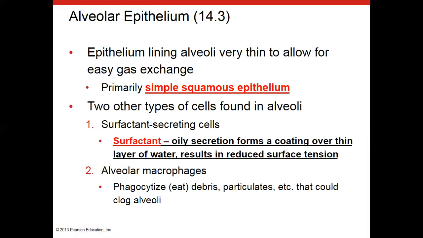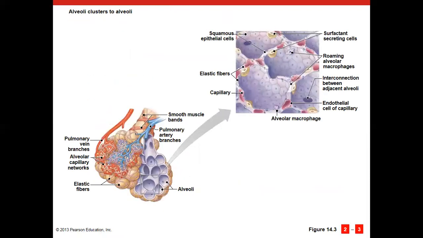And then there's another set of cells called alveolar macrophages that can phagocytose debris and particles that could otherwise clog the alveoli and cause infection or prevent gas exchange. So this here is a larger section. This is simple squamous epithelium, and there would be capillaries surrounding those epithelial cells. And there are surfactant secreting cells, and there's a macrophage.